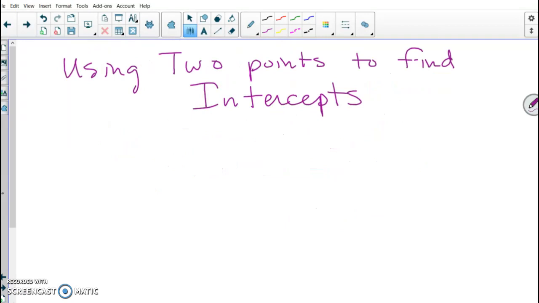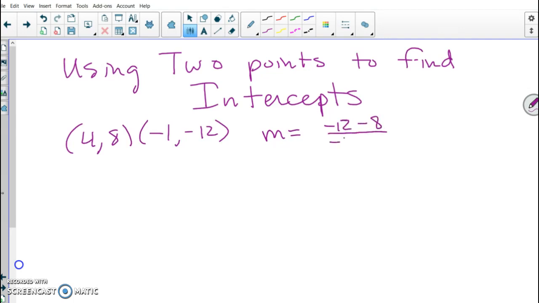So in example 4, it says we're going to use 2 points to find the intercepts. Example 4 gives us the points (4, 8) and (-1, -12). What we want to do is find the intercepts of the line. We're going to write this equation in slope-intercept form. In order to do that, we need to calculate our slope first. I'm going to use -12 minus 8. Therefore, I have to use -1 minus 4. And if I simplify that, I get -20 over -5, which simplifies to a slope of 4.